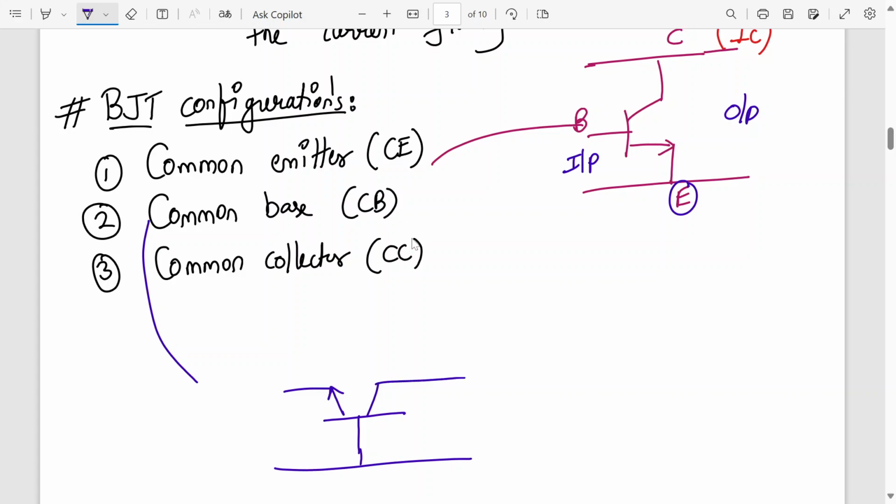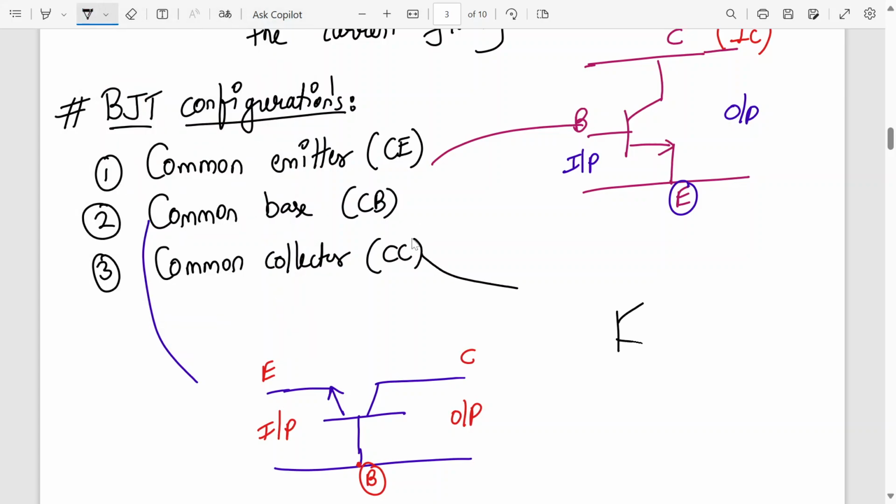So this is the input. Let me write the input like this. This is the input, output, and the common terminal is base. So common base configuration. This is emitter, this is collector. Then the last configuration will be common collector.